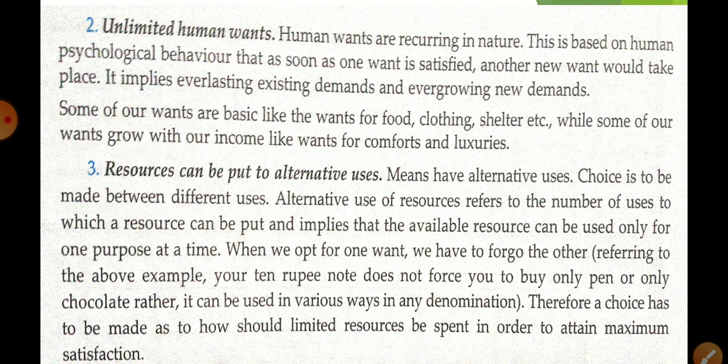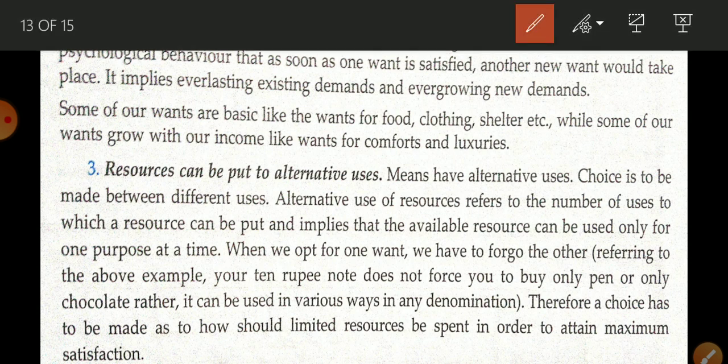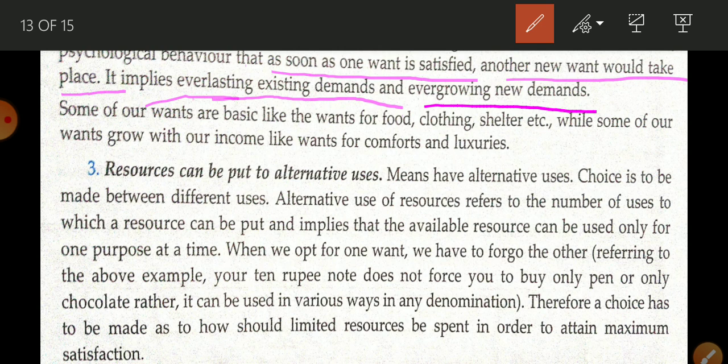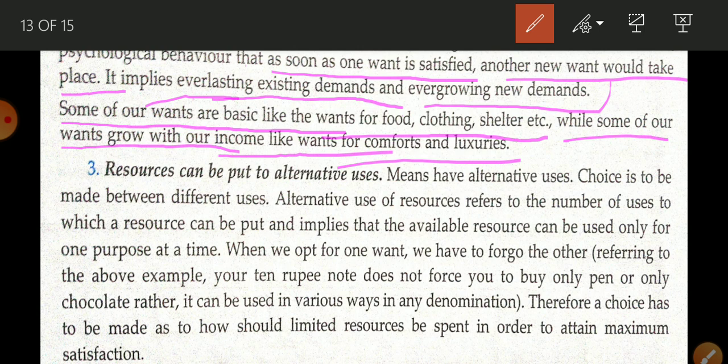Human wants are recurring in nature. It means that as one want is satisfied, another new want takes place, and it implies everlasting existing demand and ever-growing new demands. Some of our wants are basic, like wants for food, clothing, shelter, while some of our wants grow with our income, like want for comforts and luxury.